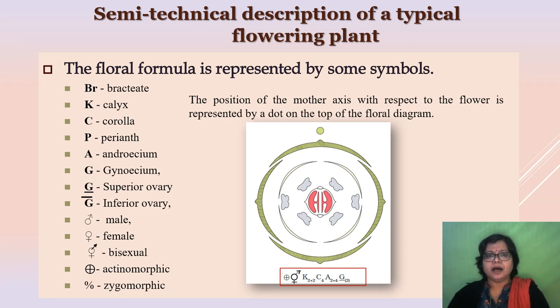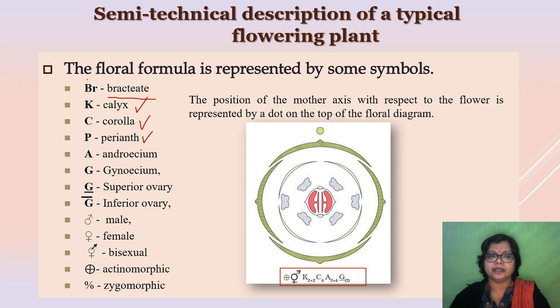Floral formula, how to write it down? For writing the floral formula, we use certain symbols. For example, for representing bract, we use BR. For calyx, we use K. For corolla, we use C. For perianth, we use P.